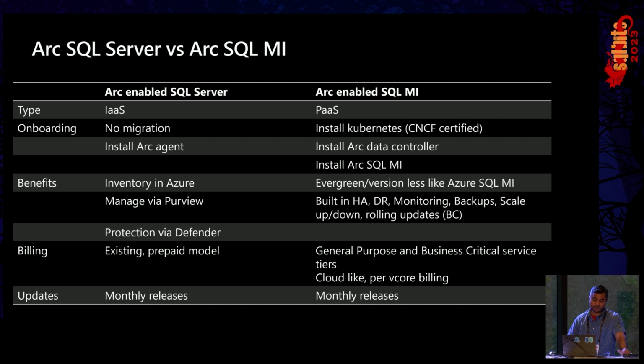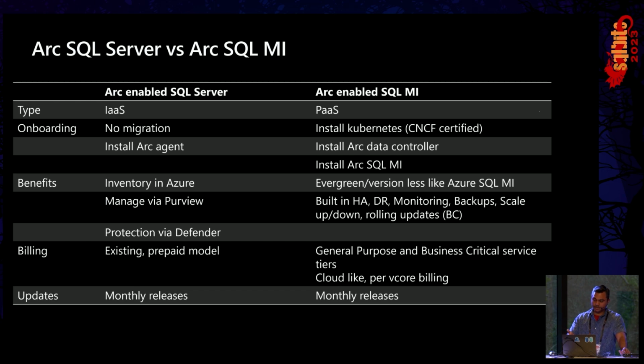And finally, in terms of updates, we have monthly updates for both SQL Server and SQLMI. The agent gets updated every month when we add new features or new capabilities. You just update the agent and you get those new capabilities. And for Arc SQLMI, same pattern. We have monthly updates. If we release any new capabilities, new features, new security updates, you just update the SQLMI. It's a container image, so you swap out the new image and you already have the new SQLMI.